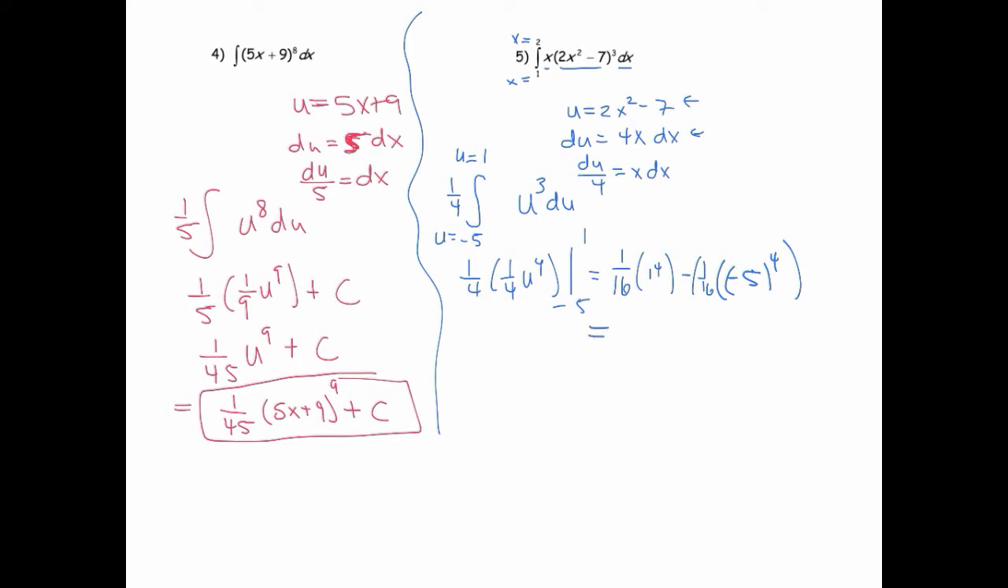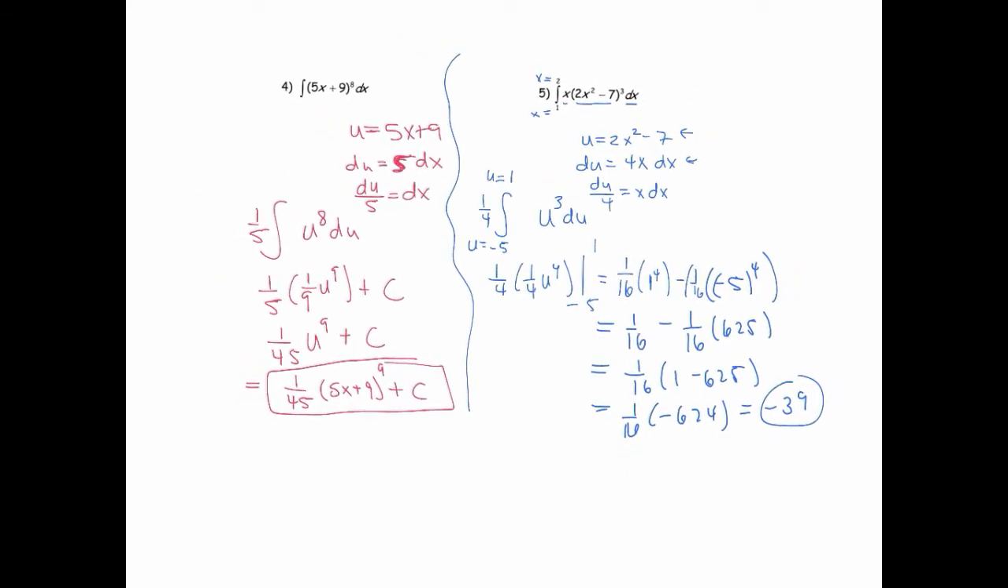So that looks like a 1/4. That's 1 to the 4th, so that's 1/16, minus 1/16 times -5 to the 4th, which is 25 squared, which is 625. So that's a positive 625. So I could factor out a 1/16: 1/16 times 1 minus 625. So that's 1/16 times -624. And apparently that's a nice whole number. I guess that's -39.